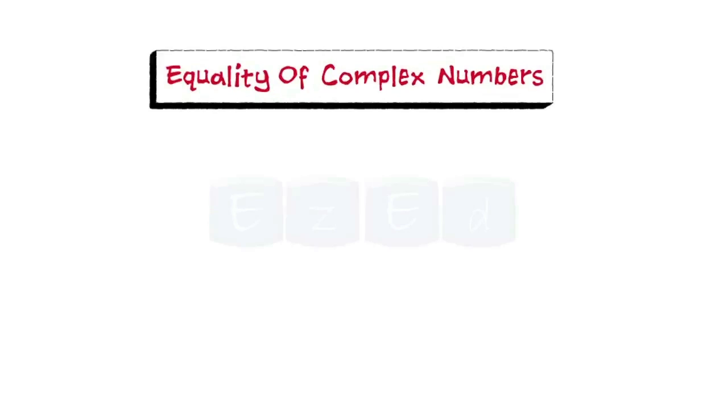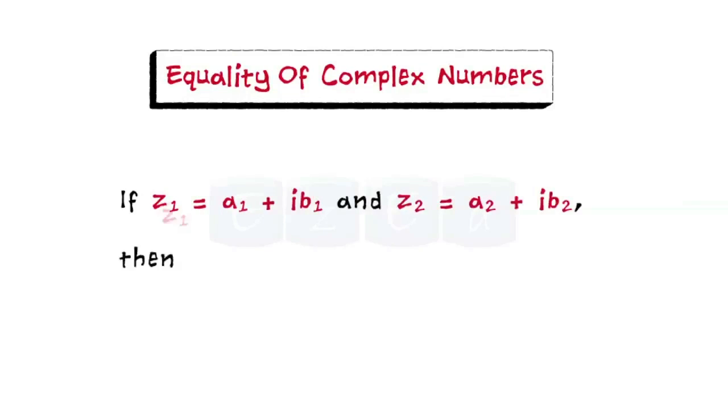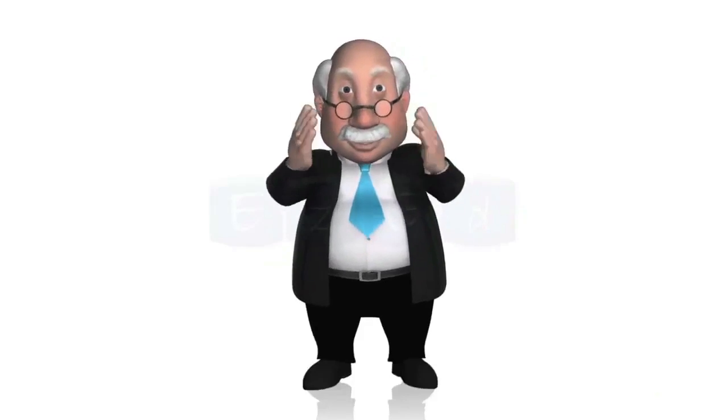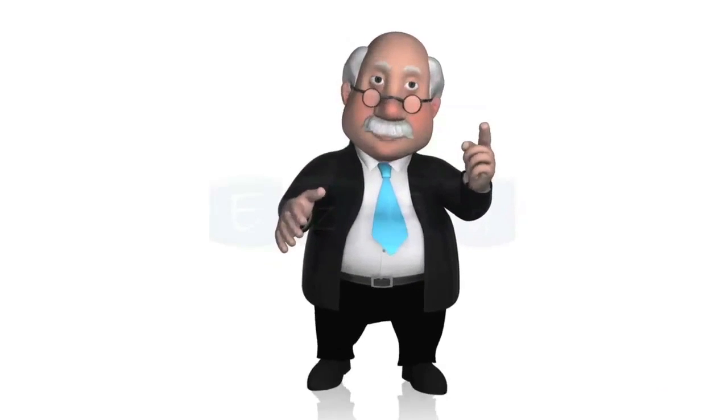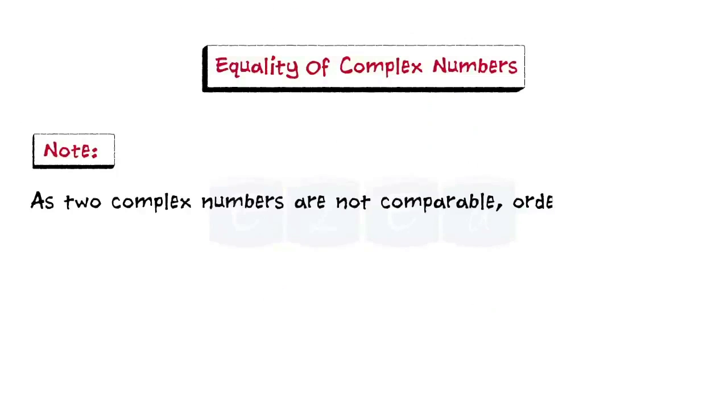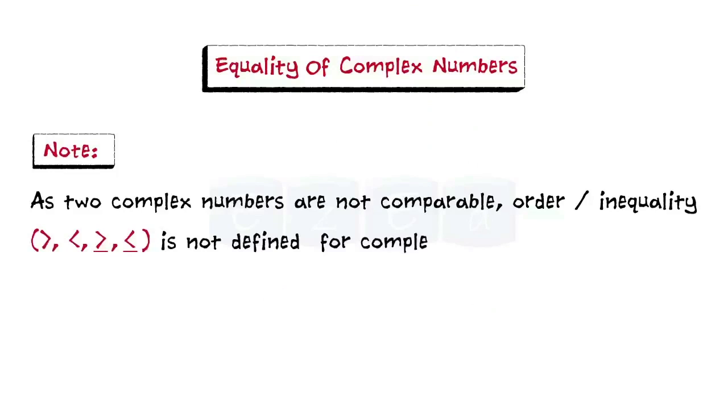Next, let us understand the meaning of two complex numbers being equal. If z1 equals a1 plus ib1 and z2 equals a2 plus ib2, then z1 equals z2 if a1 equals a2 and b1 equals b2. Seriously, pay attention. This is important. As two complex numbers are not comparable, order or inequality is not defined for complex numbers.